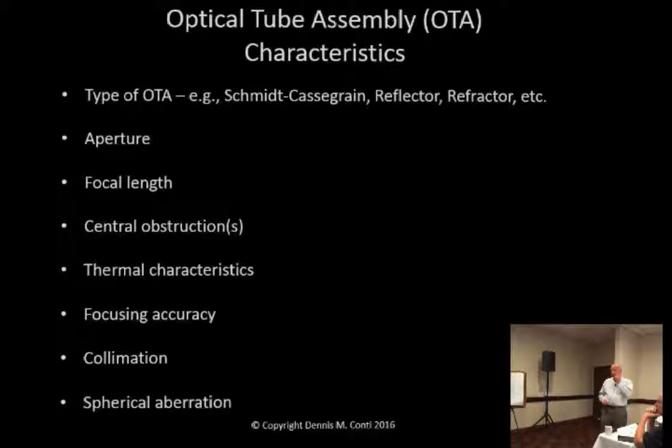Now, the other thing that affects exoplanet observing is the telescope itself, the optical tube assembly. There are many different kinds, many of which you're familiar with. All of these factors, the aperture, focal length, whether there's a central obstruction, whether the optical tube itself has a lot of thermal currents in it, which you almost think of like a local atmosphere, if you will. How accurate the focusing is, whether it's well collimated, any spherical aberration, all of these affect our ability to collect photons accurately. And the point is just to be aware of it and minimize all of that as much as possible.